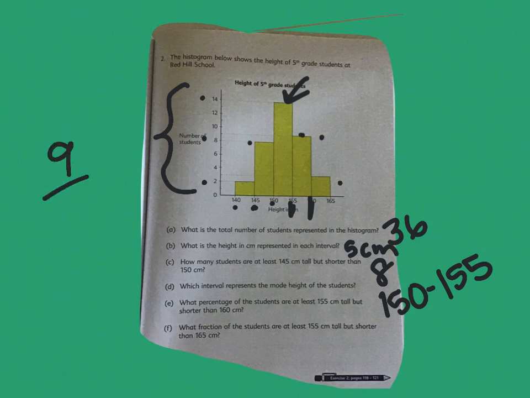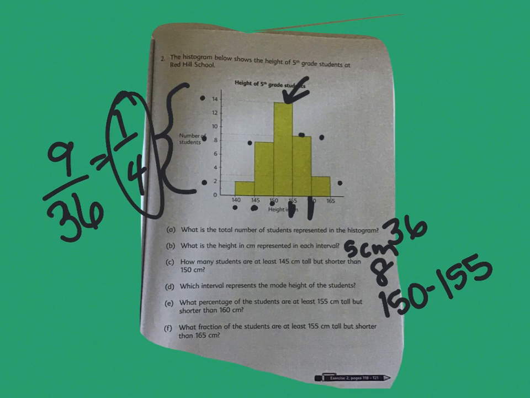Which interval represents the mode height, most occurring? It looks like it's that one. And that is the interval 150 to 155. E, what percent of the students are at least 155 centimeters tall but shorter than 160? So that is a 9. 9/36. If I reduce that down, it'd be 1/4. 1/4 is 25%.